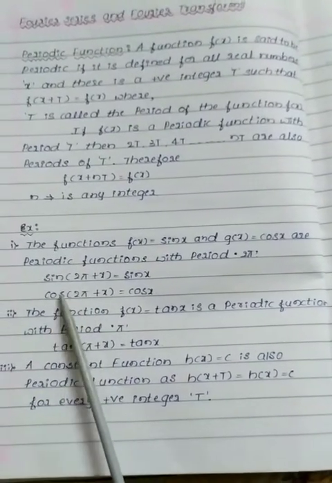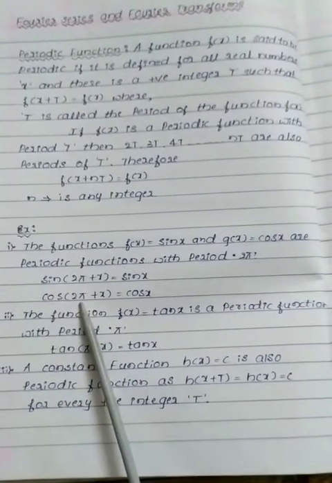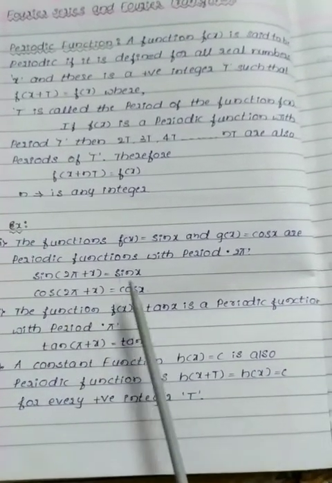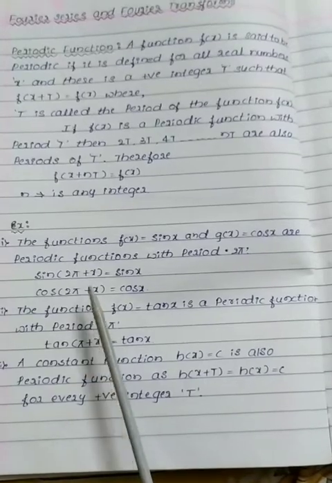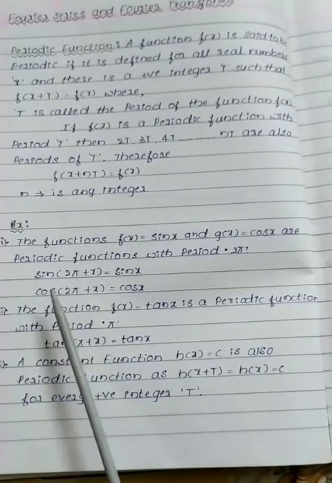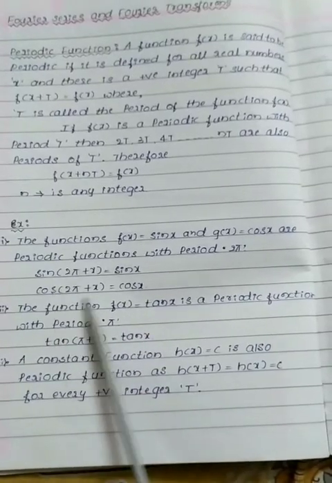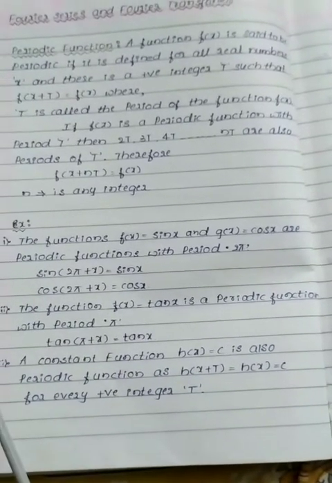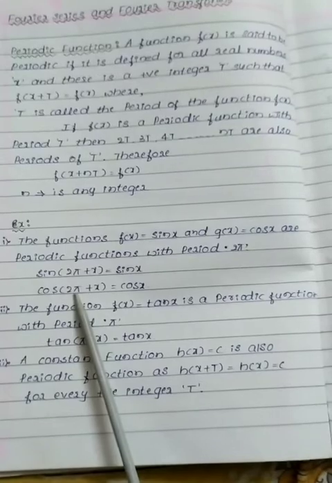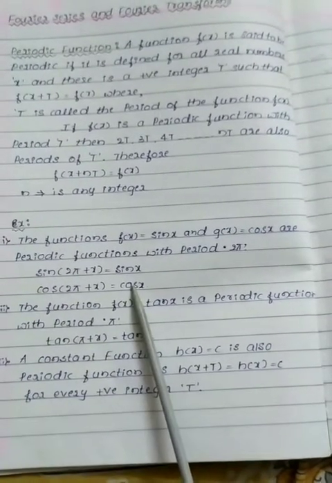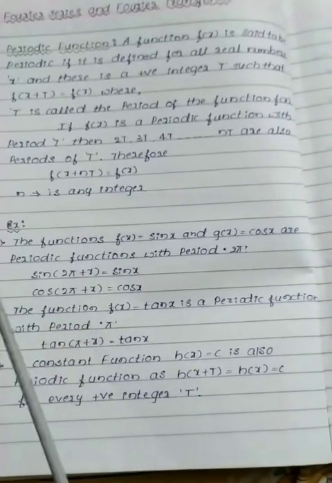Okay. Similarly, cos. If the time period is 2 pi, what is cos of 2 pi plus x? Cos x. Once again, we get the same function with the time period 2 pi. Cos of 2 pi plus x is once again cos x. Therefore, this type of function is said to be a periodic function. The time period is what? 2 pi. If we add the 2 pi time period, we get the same function value. That type of function is said to be a periodic function.